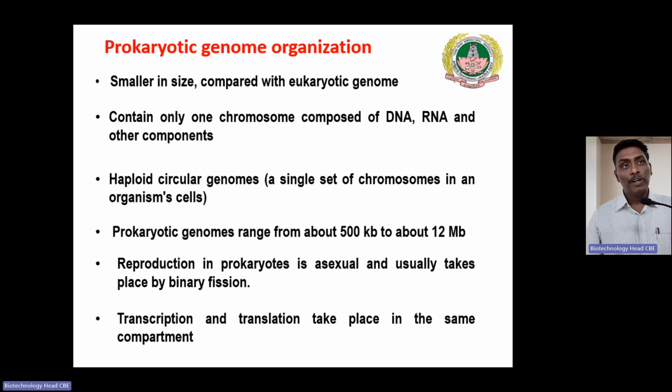Generally, in prokaryotes, reproduction occurs mainly through asexual means, that is, mostly they follow binary fission. The transcription and translation take place in the same compartment. It is not so in eukaryotes. In eukaryotes, transcription and translation occur in two different places, the nucleus and the cytoplasm.